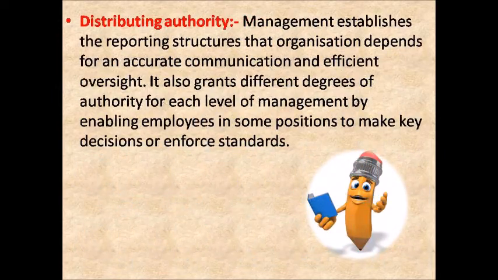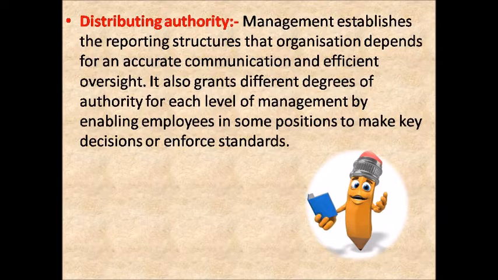The last responsibility that falls under the organizing function is distributing authority. Management establishes the reporting structures that an organization depends on for accurate communication and efficient oversight. It also grants different degrees of authority for each level of management by enabling employees in some positions to make key decisions or enforce standards.